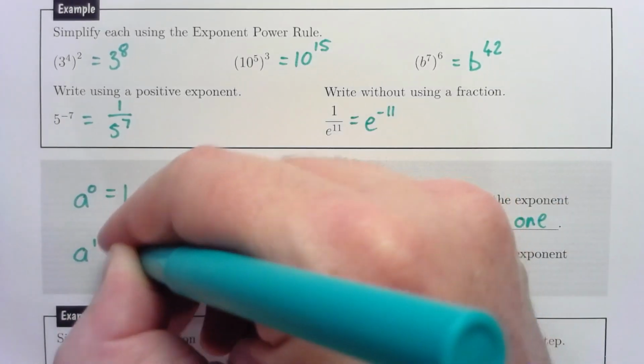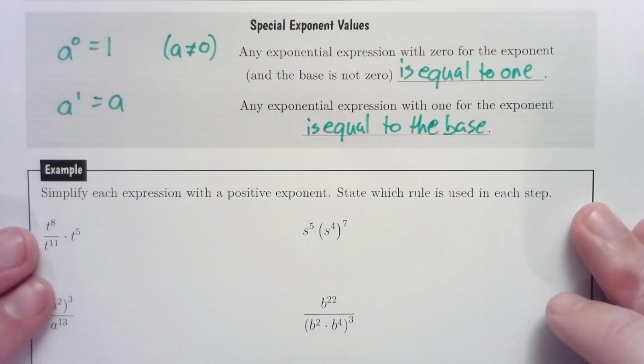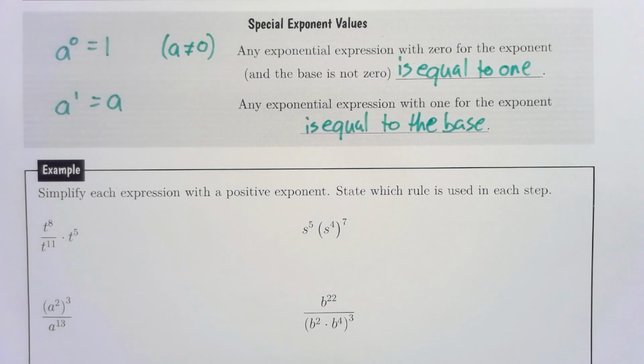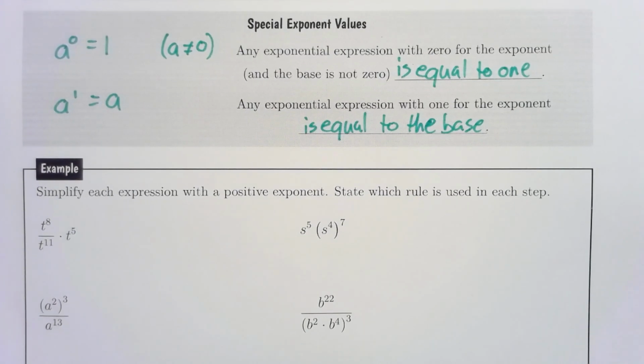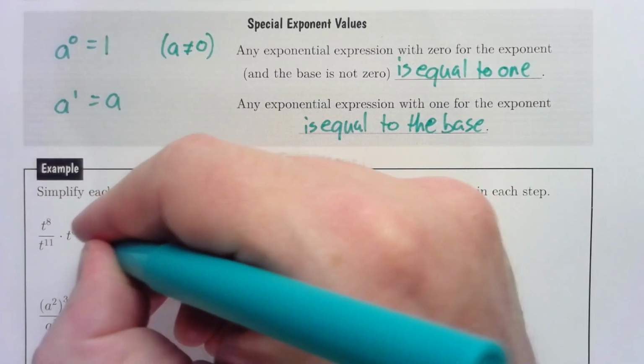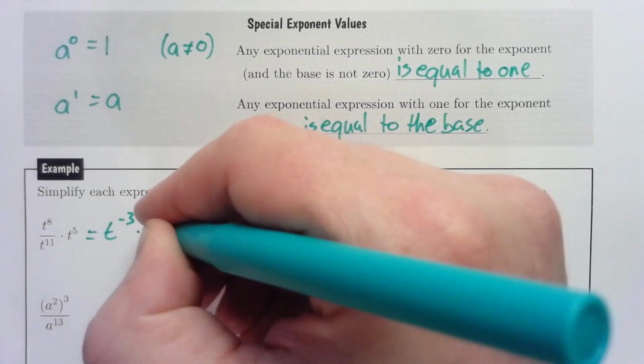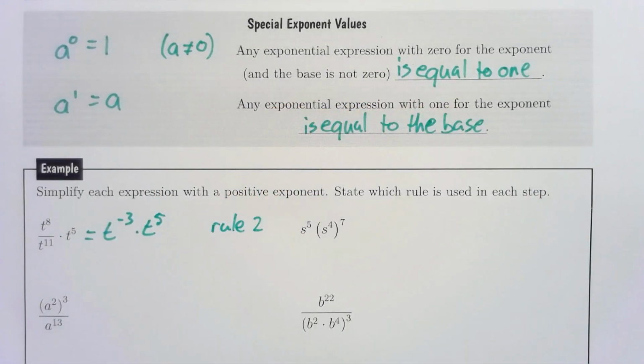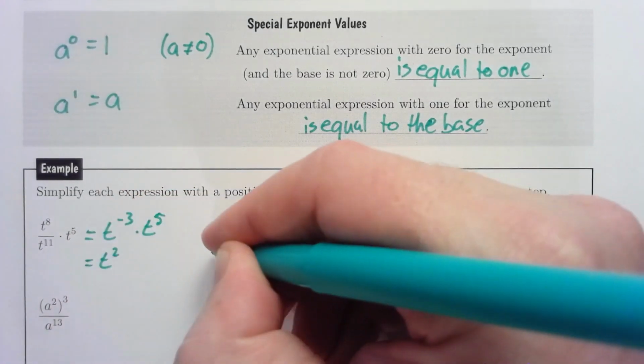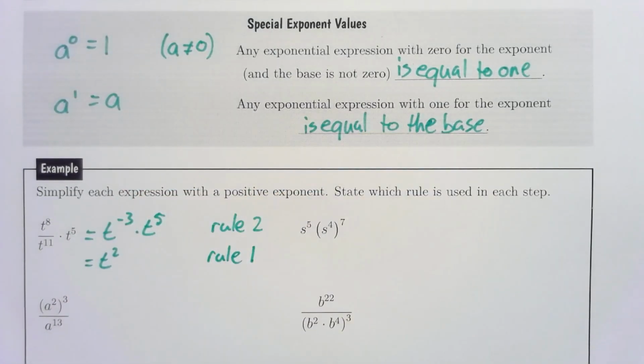So here's some more complicated examples that we can simplify by using multiple rules. But we're going to take them one step at a time so we keep track of what we're doing. So t to the power of 8 divided by t to the power of 11 is t to the power of negative 3 using rule 2. Now if that's then multiplied by t to the power of 5, rule 1 lets us add those exponents to get t to the power of 2.